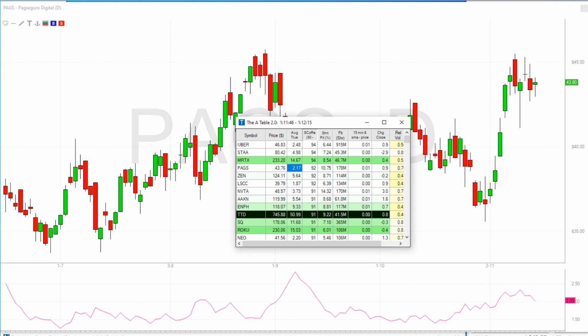Am I trying to get into something like PAGS and only risk 50 cents? Well, that's 1/4 of what it would move on average day over day. So if you're intraday trading, that may make perfect sense. If you're longer term trading, that probably doesn't. Or, if your strategy says you can get away with that, you've given yourself a really good risk versus reward opportunity. So that's the average true range indicator.